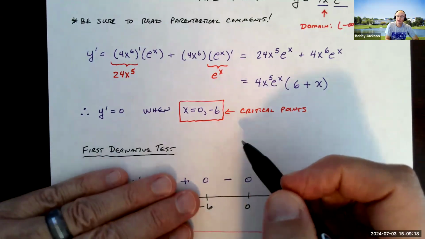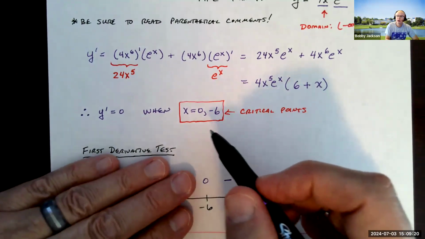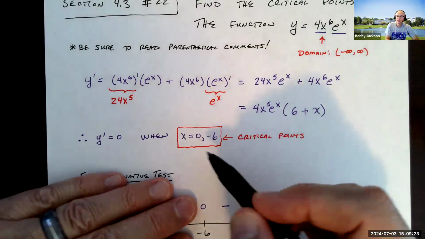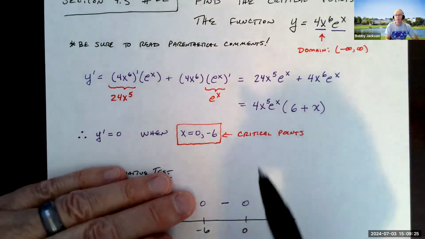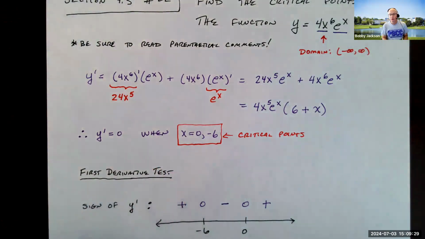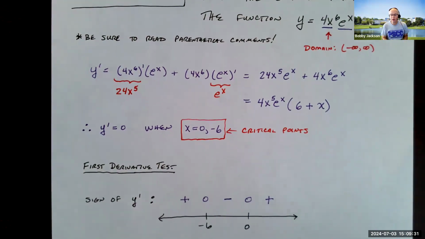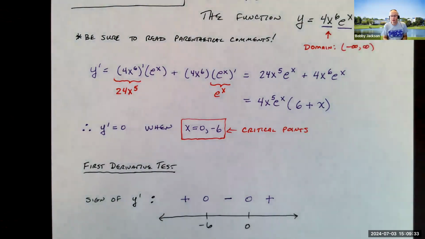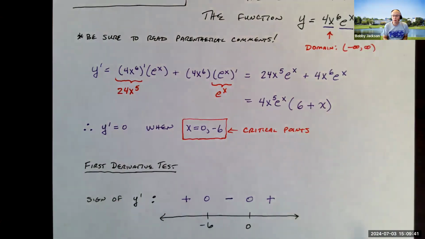Now, the other thing is that we need to find out where this function is increasing and decreasing and where we have local extrema. And so we're going to do a sign check of our derivative, and then we're going to use the first derivative test to determine the location of any local extrema, local maxima or local minima.